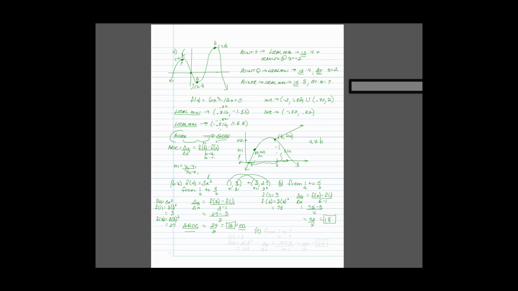Finally, I think I can fit C on here. Let's do C. We want to know what is that slope. What is the average rate of change from 1 to 7. Here's A, here's B. I need to know f of 1. Well, we already know it. It's still 3. I need to know f of 7, which is 3 times 7 squared. 7 squared is 49, times 3 is 147.